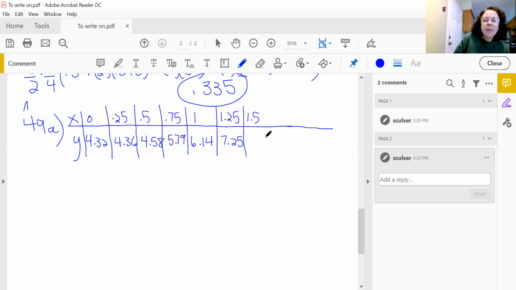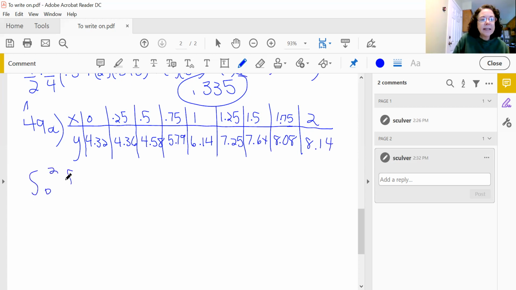7.64. Almost there, 1.75. And 8.08. I did better than they did. I fit it all in. There we go. And obviously we have 2 and 8.14. So they didn't give us a function. They just gave us it for different x values on the function, and they're asking us to approximate this integral, the area between the function that they did not give us between 0 and 2, using the trapezoidal rule.